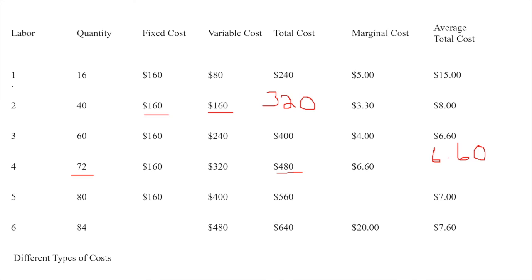The marginal cost is the change in the total cost over the change in the output. The change in the total cost for the fifth worker is $80. And the change in quantity is 8. Therefore, the marginal cost is $10.